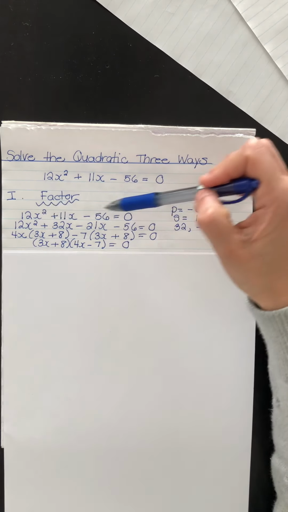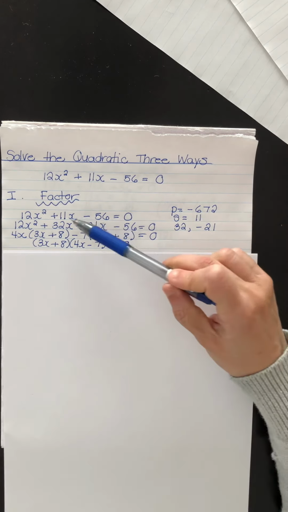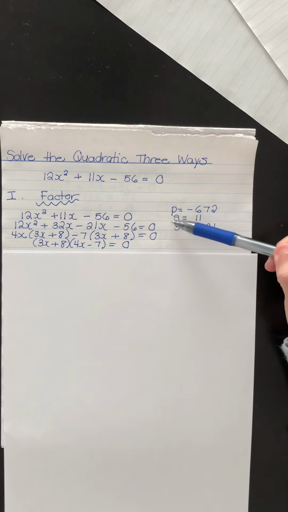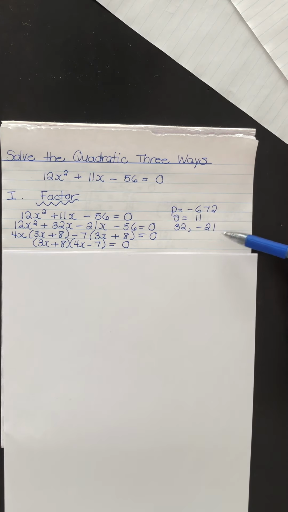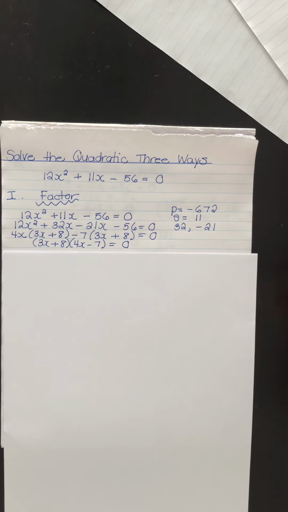Product: 12 times negative 56 is negative 672. We want a sum of 11. And again, it'll take you a few minutes to come up with these numbers typically. Once we have them, we replace our middle term. We remove 4x as common from the first two terms and negative 7 common from the latter two. The factors are 3x plus 8, 4x minus 7.